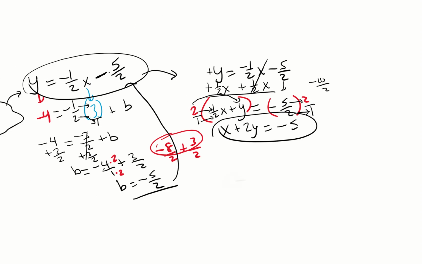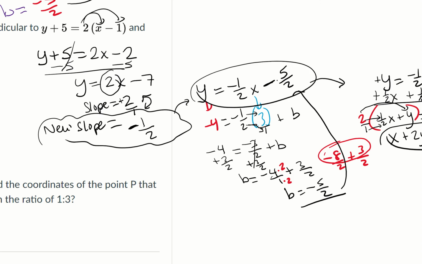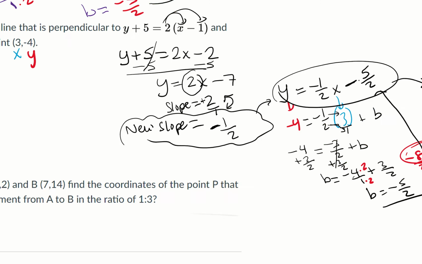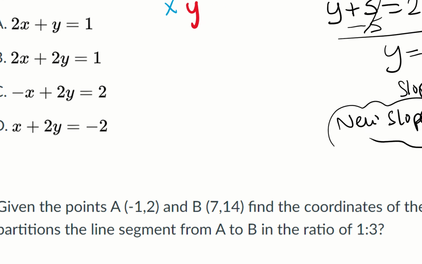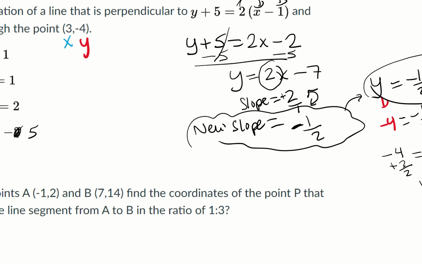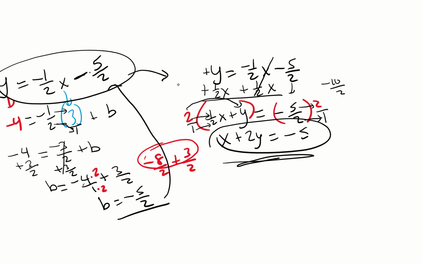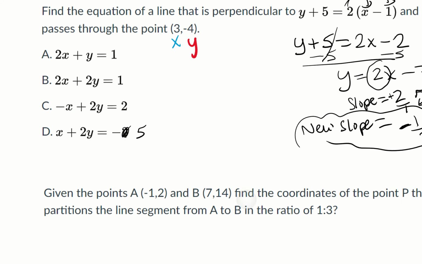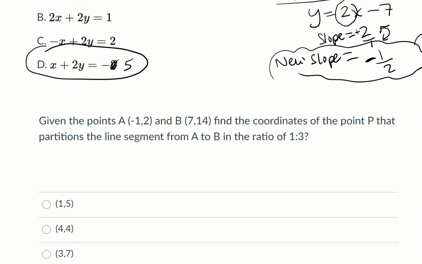Oops, let's see. I want to make sure that I did the problem correctly. I must have made a mistake here somewhere. Okay, so there's a typo in this question right here. This should say -5, not -2. I apologize for that. Just a mistake in the multiple choice. So yeah, so this is correct. It's x plus 2y equals -5. So the answer is D. So I'm glad I was able to check that, verify that.